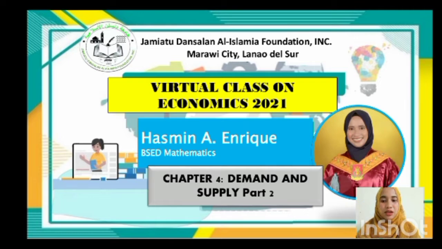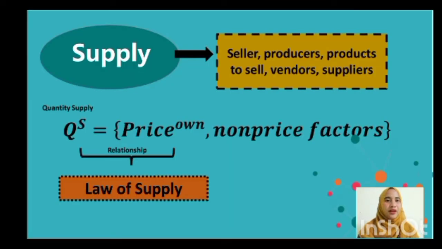So now we will talk about supply, just like the demand side. On the supply side, the quantity of supply from the seller's perspective. Okay, so we have here a supply. In this diagram, supply means the seller or the producers of the goods. We have the products to sell. It's not just the person or the seller, but also supply means the products to sell.